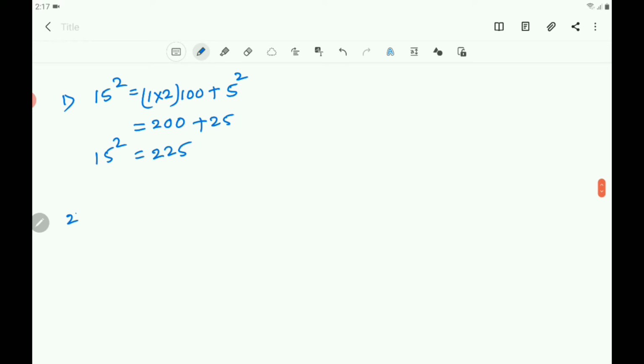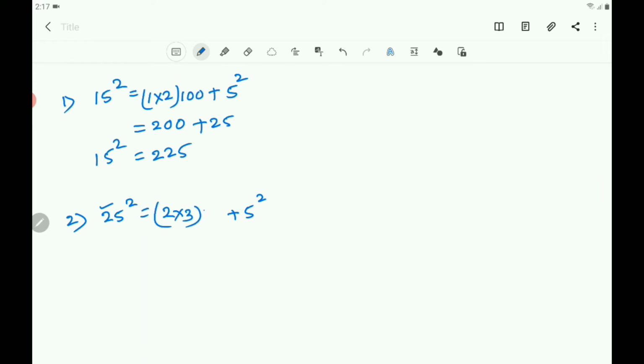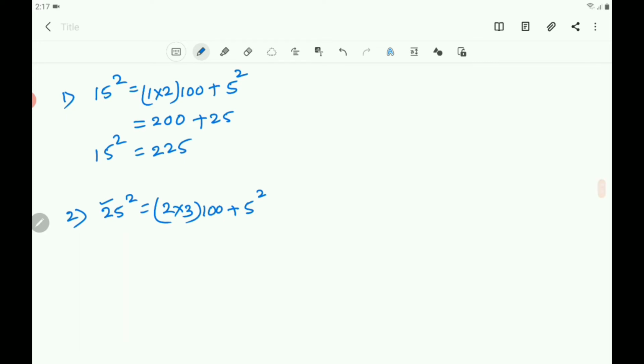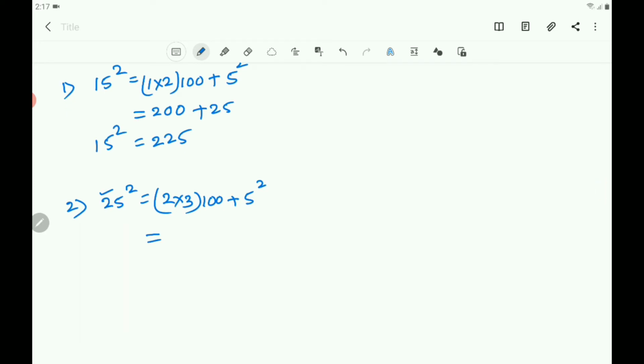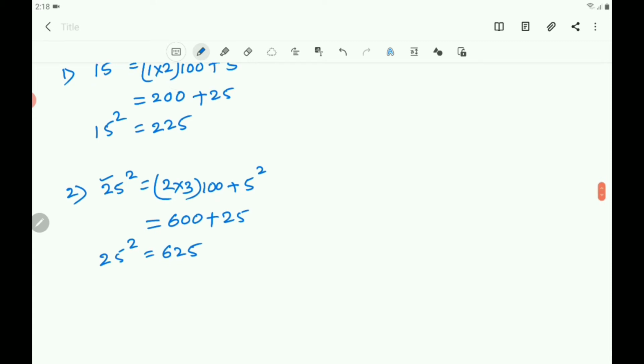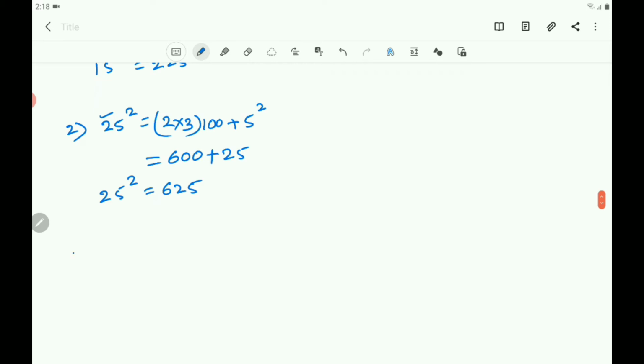Next let us take the second one. You take 25 square. Here again 5 square is common. Here 2 is there, 2 into its next number 3, into 100. 2 into 3 is 6, 6 into 100 is 600, plus 5 square is 25. So 25 square equals 600 plus 25, which is 625. 25 square is 625. Then you take the third one. You take 35 square.